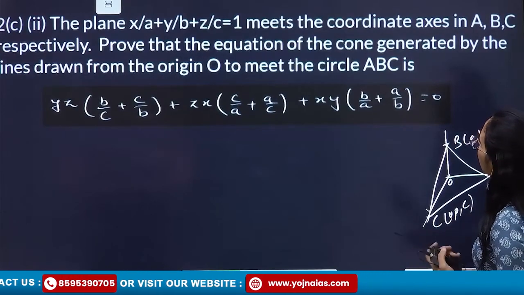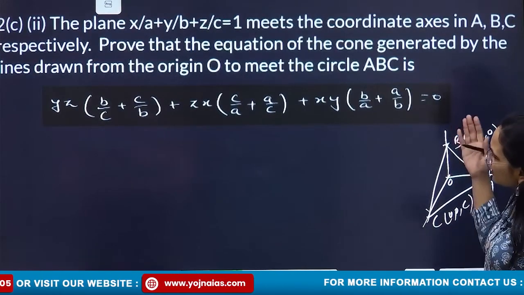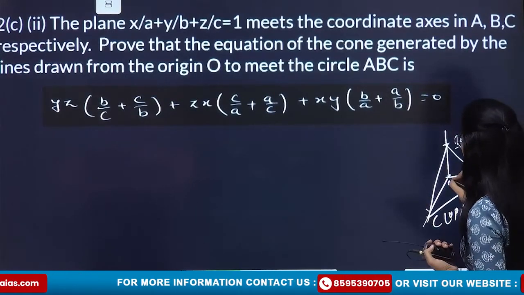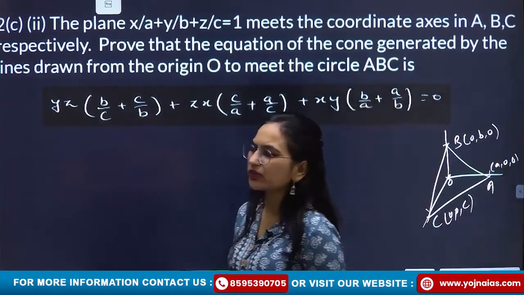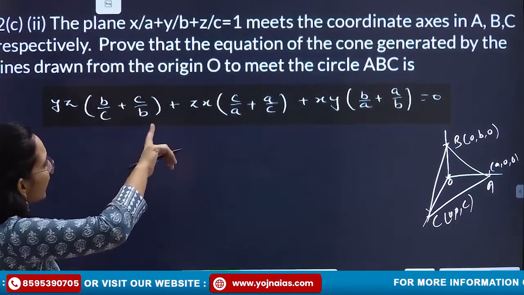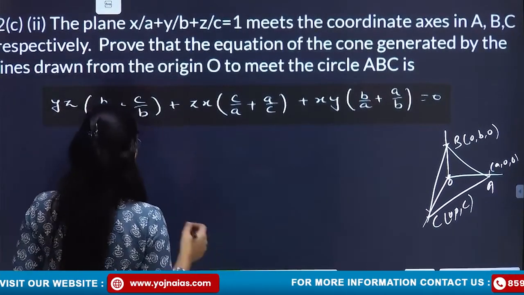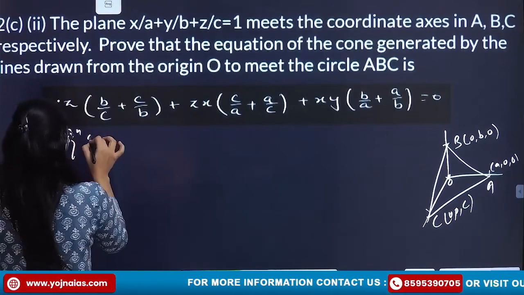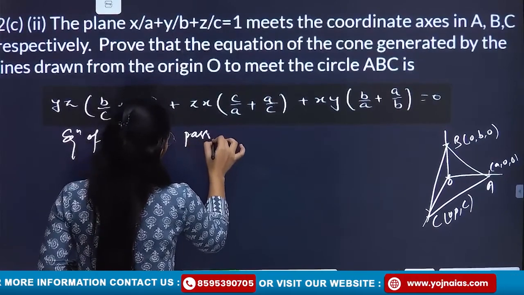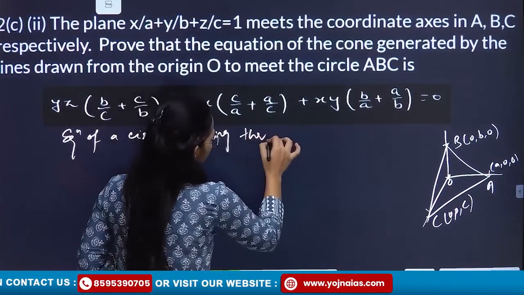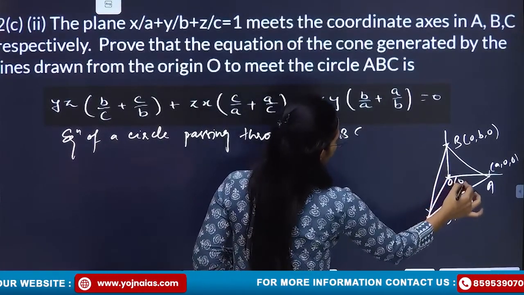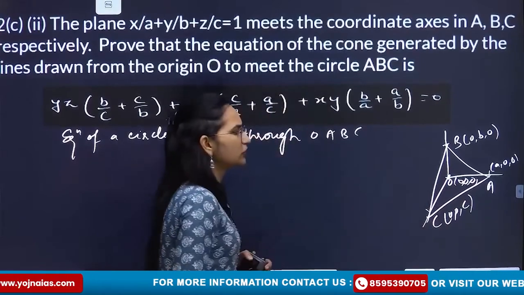So the equation of the cone is generated by the lines drawn from the origin O to the circle through A, B, C. Now we first need to find the equation of the cone which passes through the plane and the circle which passes through O, A, B, C. What is the equation of a circle passing through the four points O, A, B, C? Find out the equation of the circle.